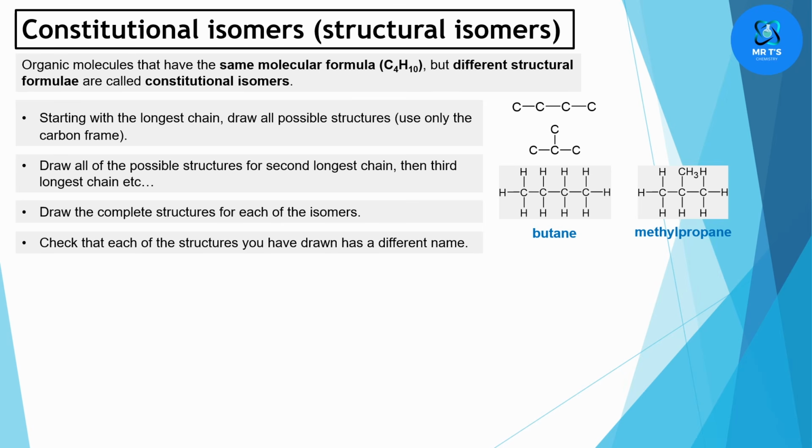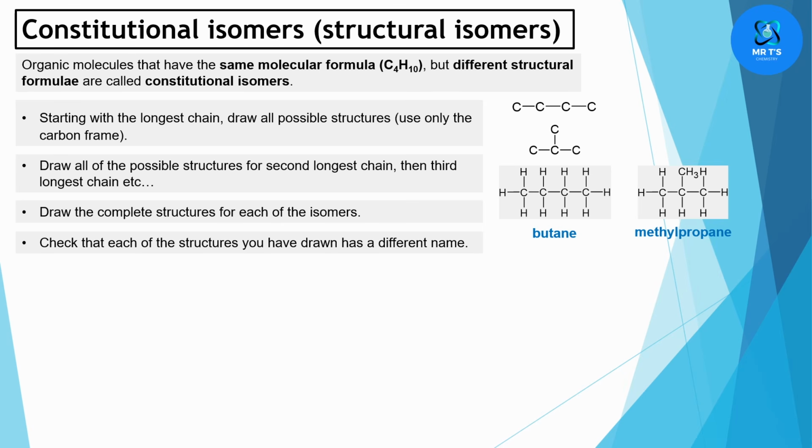Now, I would suggest that you go through these 4 points every time you draw your constitutional isomers. You start with just the frame, so you start with the longest one, then you go down to the second longest one, you draw as many as you can, then you draw the complete structures, and then you name them. Now you will know that they are actually different isomers if they have different names.